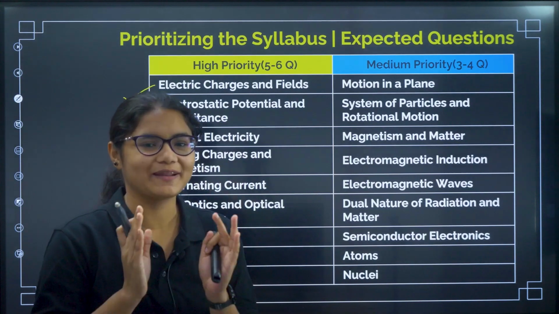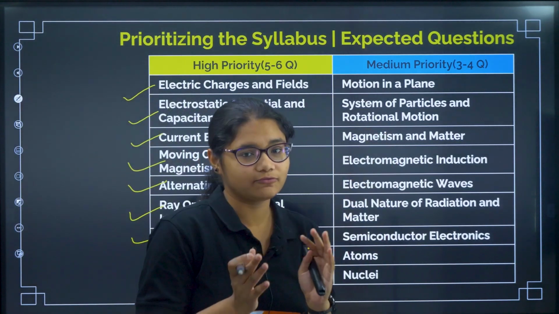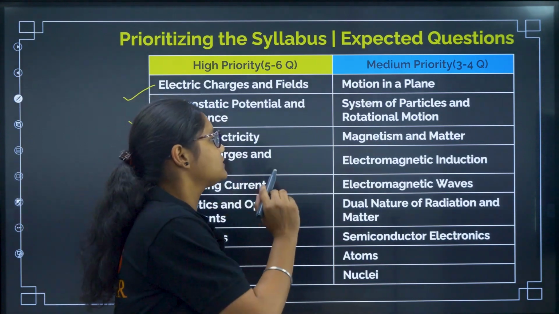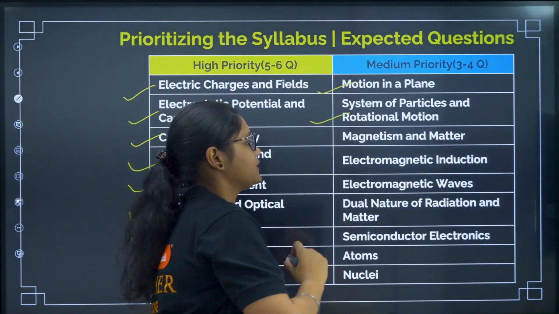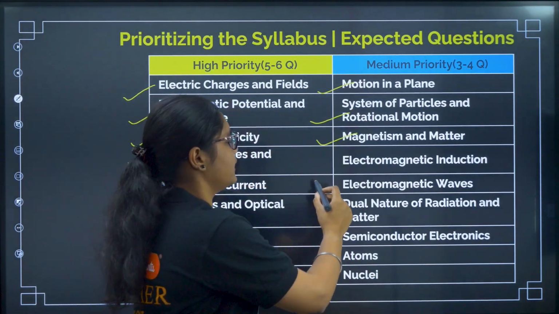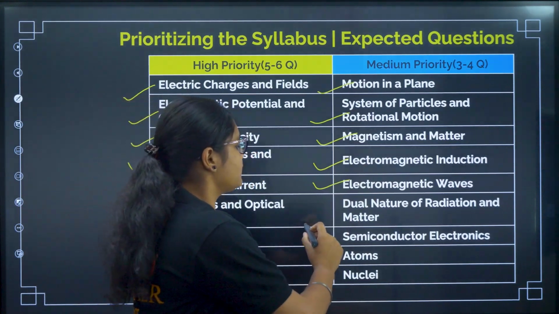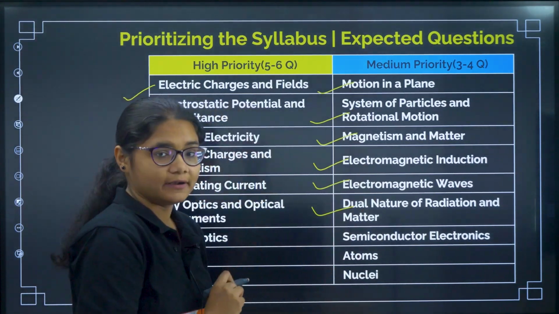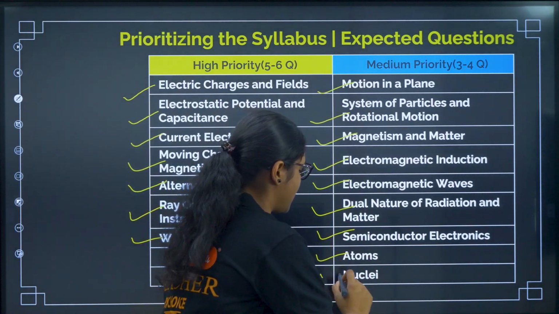Now coming to medium priority chapters. These are the chapters where we can expect 3 to 4 questions. The first one is motion in a plane. Second is system of particles and rotational motion. Third is magnetism and matter. Fourth, electromagnetic induction. Then we have electromagnetic waves. Then we have dual nature of radiation and matter. Next is semiconductor electronics. Then we have atoms and nuclei.